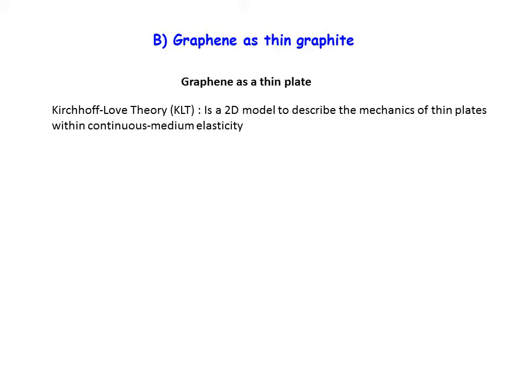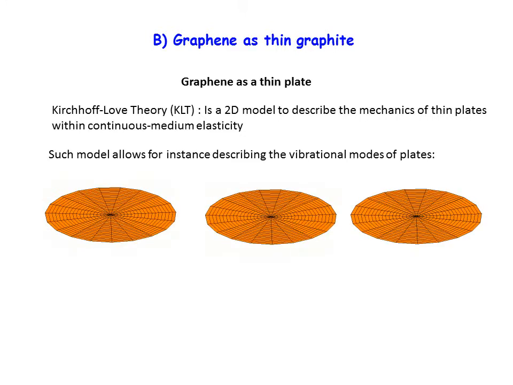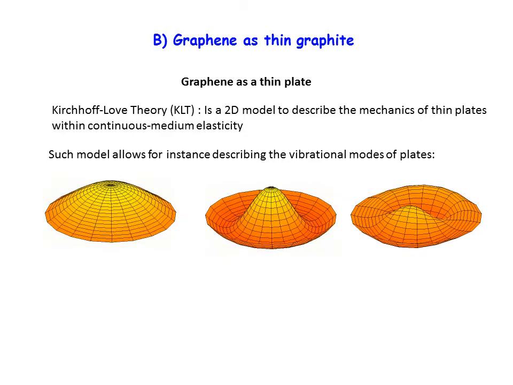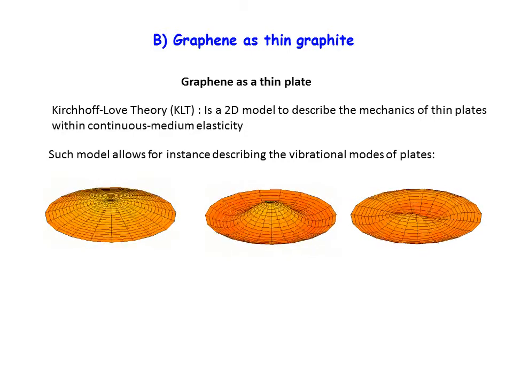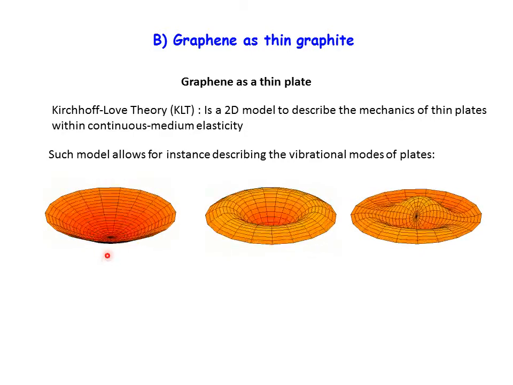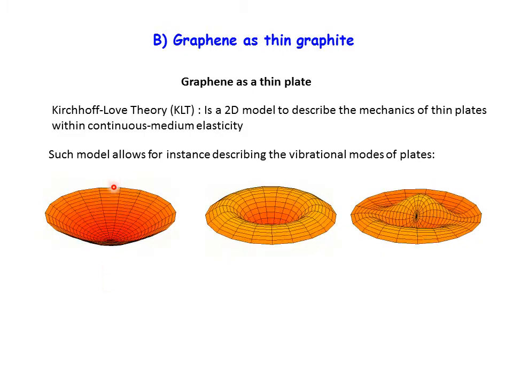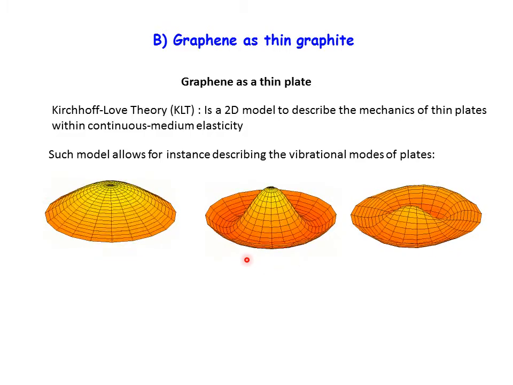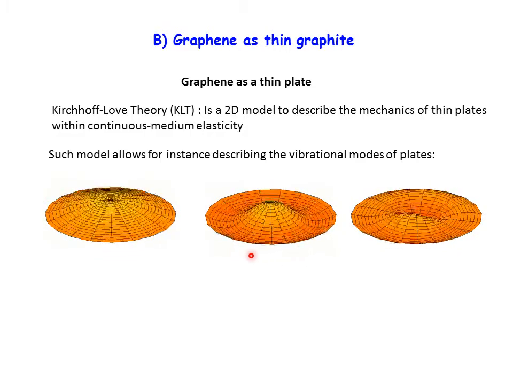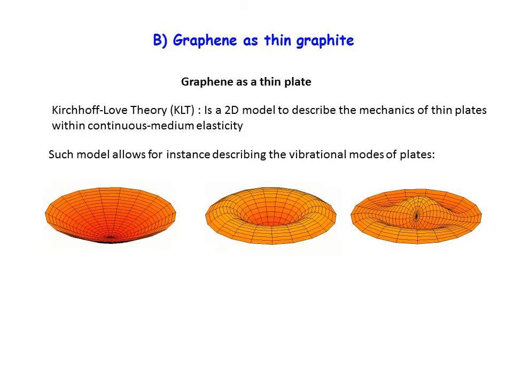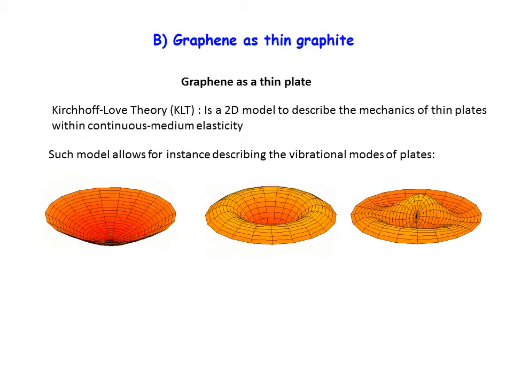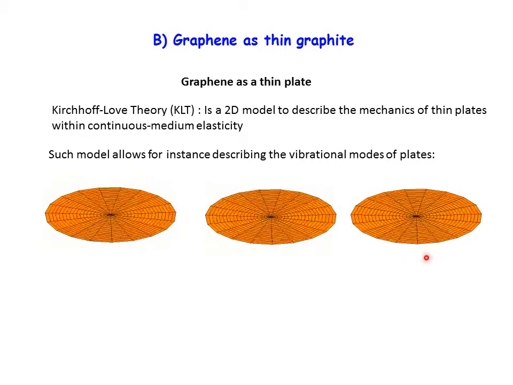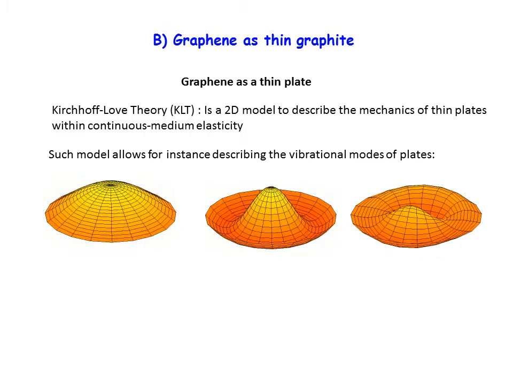One of the uses of this KLT approach that can be very useful is the exploration of the vibrational properties of membranes. Look at these modes. These are the 3 first modes of a circular membrane. The first one represents just the membrane moving up and down. In the second one, we observe a mode that represents a kind of Mexican hat shape. And the third mode is, let's say, an asymmetric version of the Mexican hat.